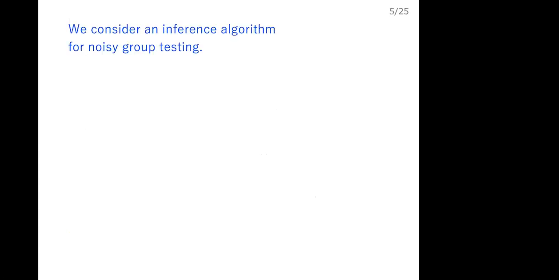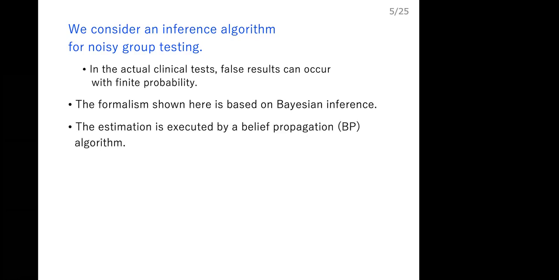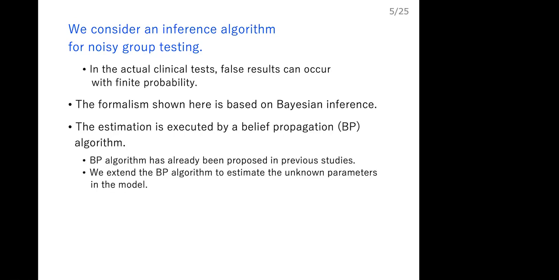In this talk, we consider an algorithm for identification of infected patients in noisy group testing, where the test contains errors. In actual clinical tests, false results can appear with finite probability. We model this situation using a statistical model and identify the infected patients using Bayesian inference. And owing to its low computational cost and approximation accuracy, we execute the formalism by belief propagation. Here we denote it BP. The BP algorithm has already been proposed in previous studies, and we extend it to estimate the unknown parameters in the model.